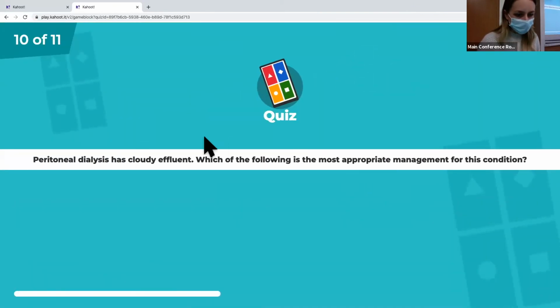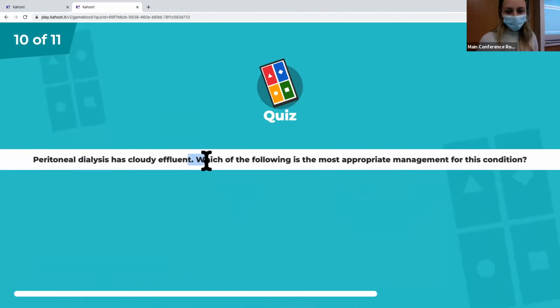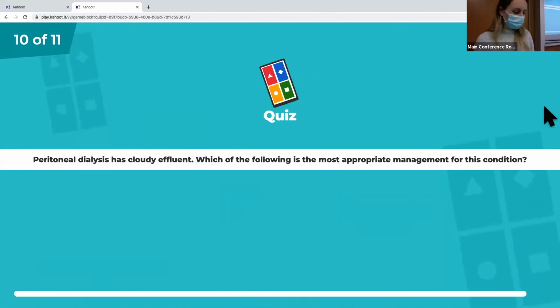Peritoneal dialysis patient has cloudy effluent. Which of the following is the most appropriate management for this condition?